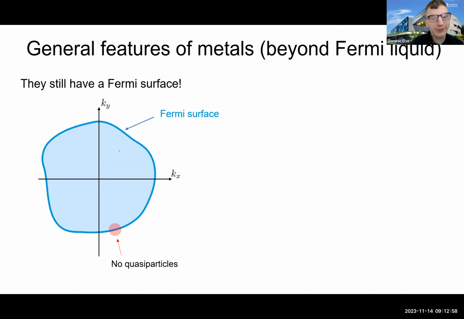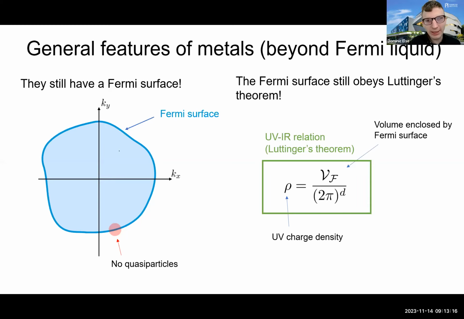In the case of Fermi liquid theory, it's the surface in momentum space where the quasi-particles live. But in a beyond Fermi liquid, you won't have quasi-particles. So it's maybe a little bit more unclear what exactly we mean by Fermi surface, but there is always a Fermi surface where something happens in momentum space. And the other statement is that the Fermi surface still obeys the Luttinger theorem. So it will still be true that there's a relationship between the UV charge density and the volume enclosed by the Fermi surface. In some sense, the fact that you have a Fermi surface reflects the fact that you're at non-zero charge density via this relationship.